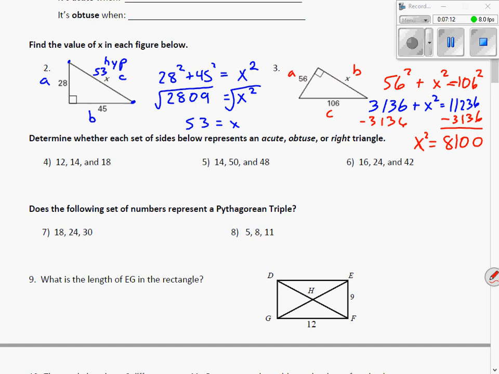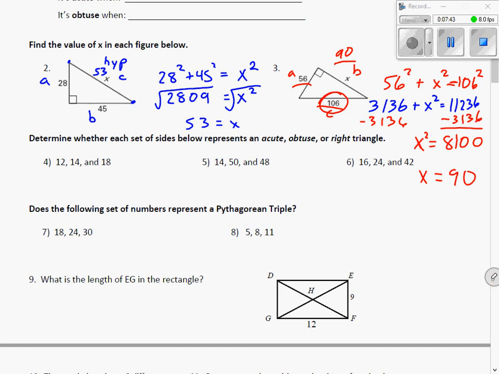So that should be the value of x squared. Now we have to take the square root, again, of both sides. We get 90. Okay? And that needs to make sense to the problem. This is our hypotenuse. 106 should be the longest side. So you don't need to put a value of 8100 here. You forgot to take the square root, if you do.